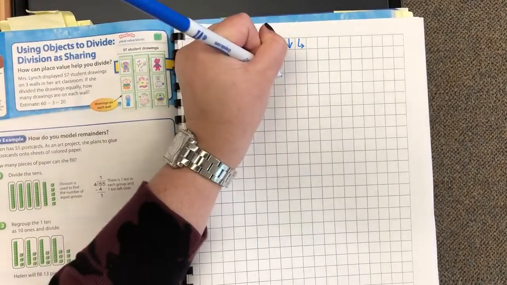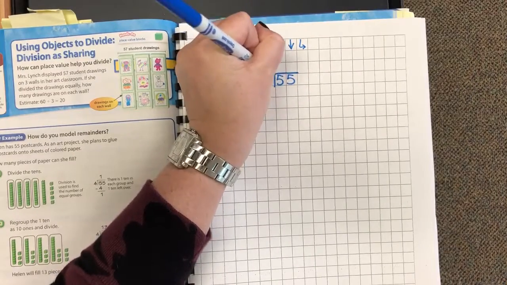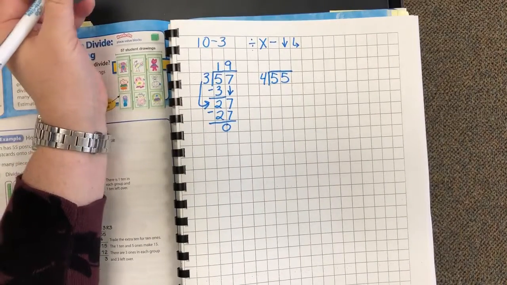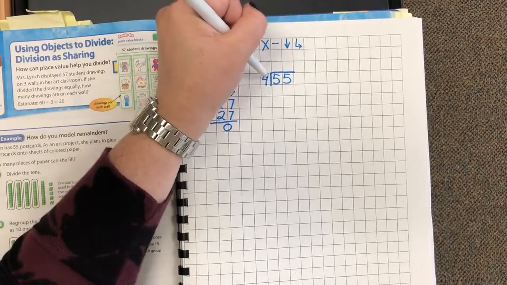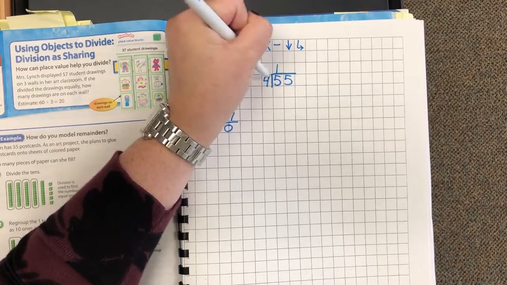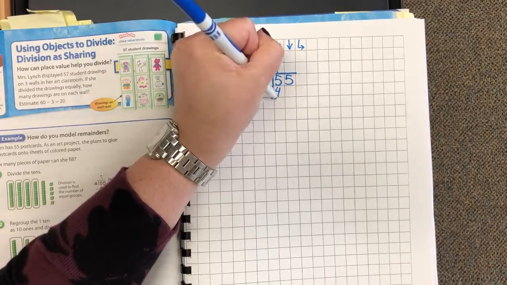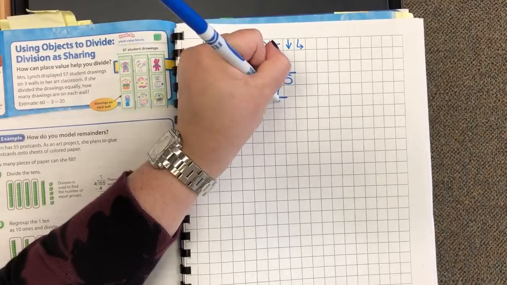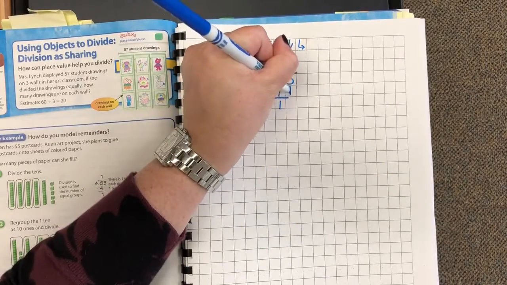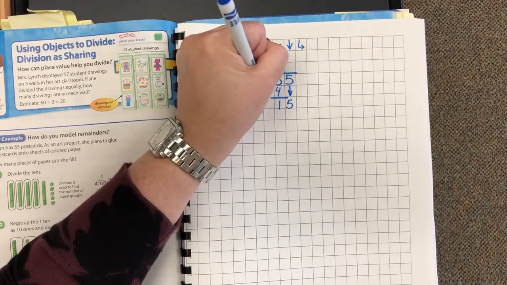55 divided by 4. Okay? Divide. Can 4 go into 5? Once. Multiply. 1 times 4. Subtract. 5 minus 4 is 1. Bring it on down. That 5 drops down to become a 15. Bring it on back.